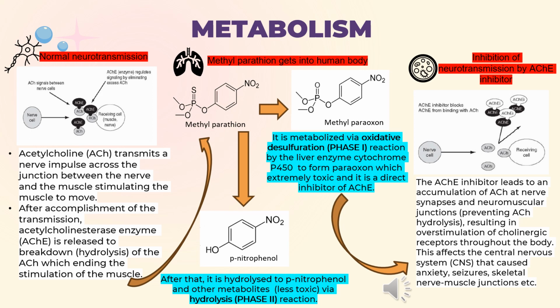When a human body gets methylparathion, the compound is metabolized to form an even more toxic chemical called methylparaoxon. The metabolization process undergoes oxidative desulfuration, known as phase 1 metabolism. In this reaction, the P double bond S linkage in the methylparathion is oxidized to form a P double bond O linkage in methylparaoxon. Methylparaoxon acts as an ACHE inhibitor that inhibits the normal neurotransmission process.